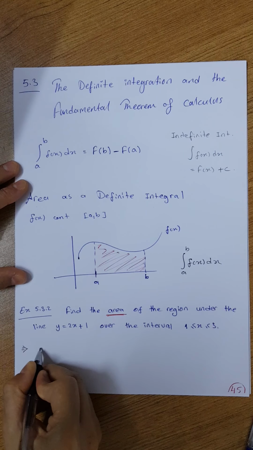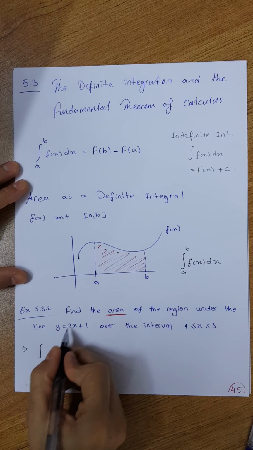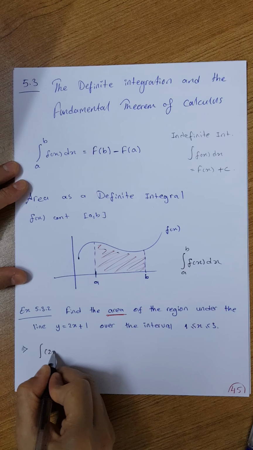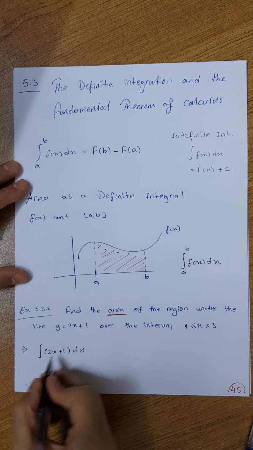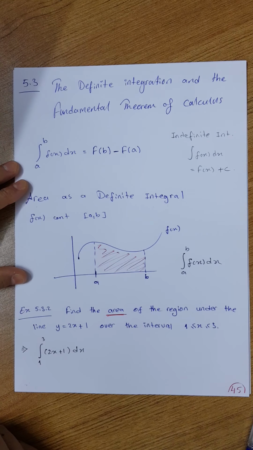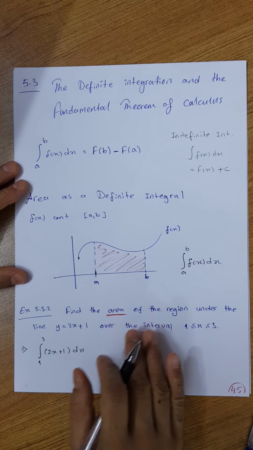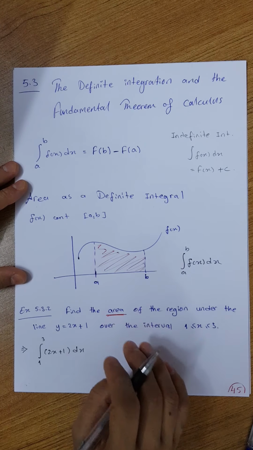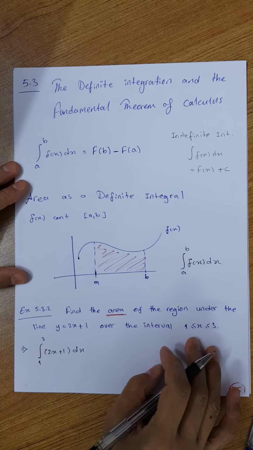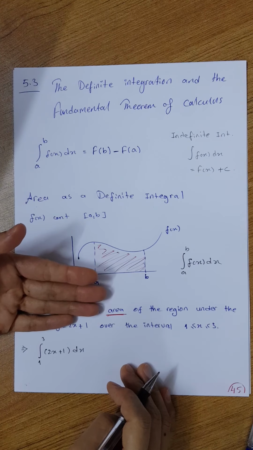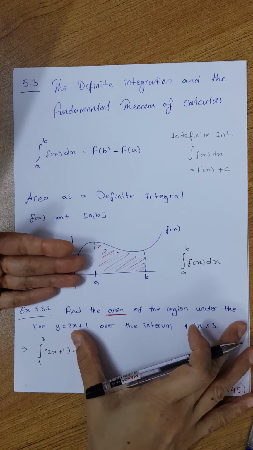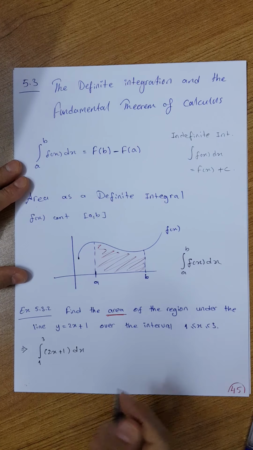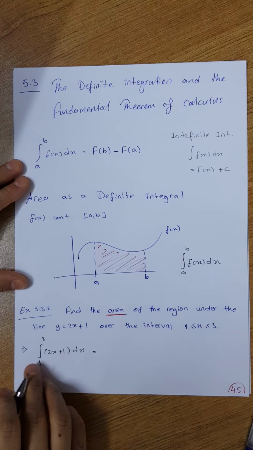So we get the integration of the function that is given to us, 2x plus 1 dx. And what is the interval that's given to us? It's from 1 to 3. So that is the area. The question can ask you to find the area of the line over that interval, or it can ask you to evaluate that integration. It gives the same meaning. So how do we do that integration?